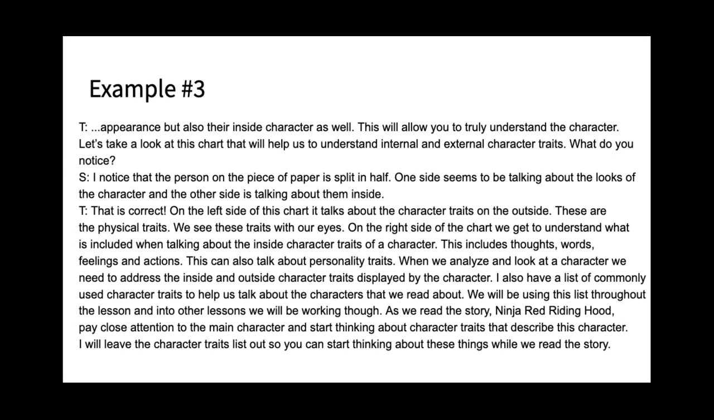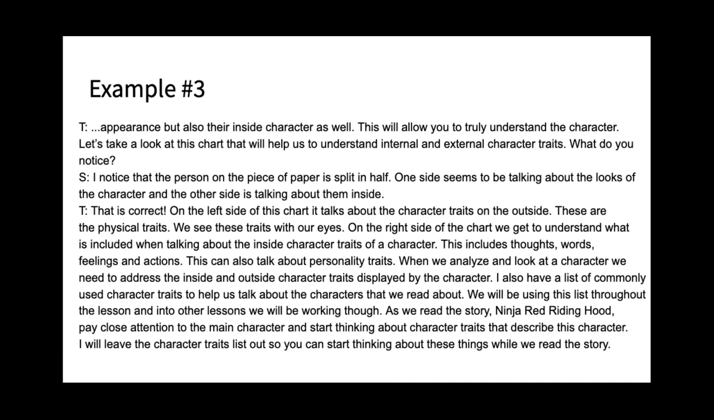On the left side of the chart, it talks about the character traits on the outside. These are the physical traits, and we can see these traits with our eyes. On the right side of the chart, we get to understand what's included when talking about the inside character traits of a character, including thoughts, words, feelings, and actions. And it can also talk about personality traits. So when we analyze and look at a character, we need to address the inside and outside character traits displayed by the character.